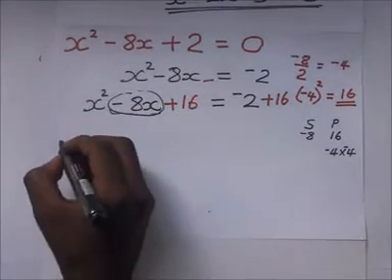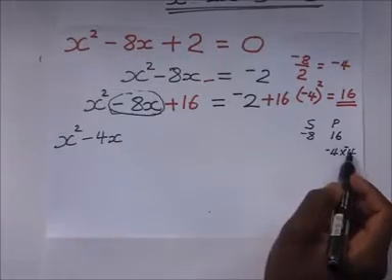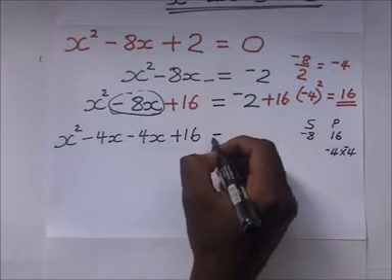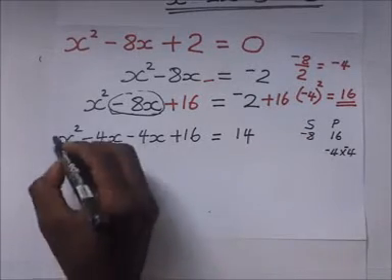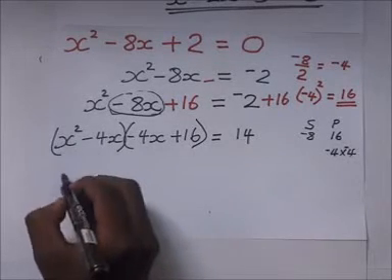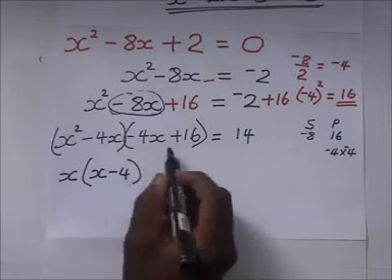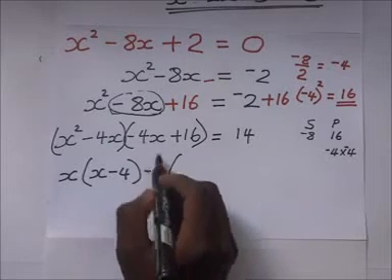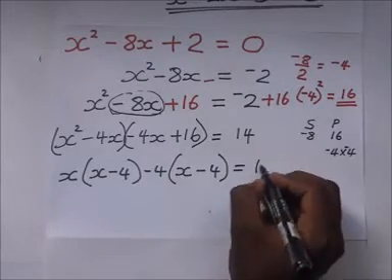So it means our next step is going to be x squared minus 4x minus 4x plus 16 is going to give us negative 2 plus 16, which is 14. So definitely when we introduce brackets, the common factor here is going to be x into x minus 4. The common factor here is still going to be negative 4 into negative 4 divided by 4 is going to become x minus 4, is going to be equal to 14.